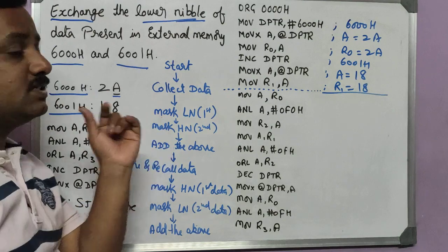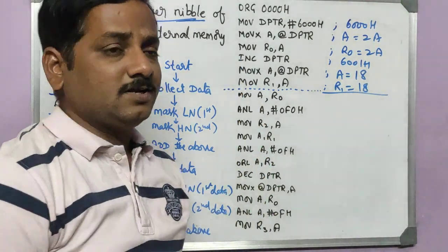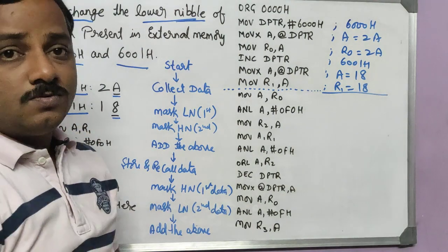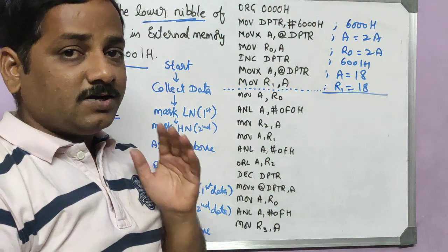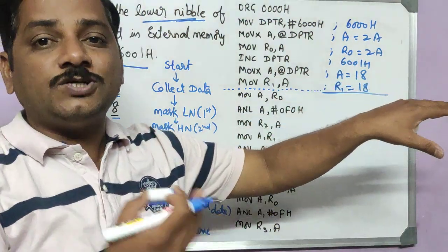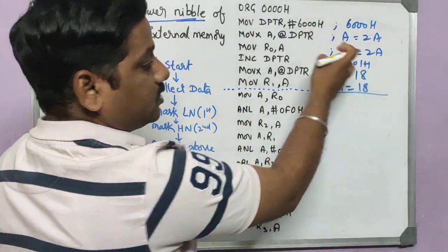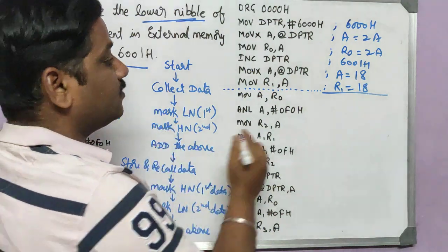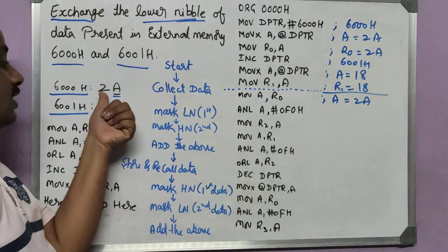Now let's mask the lower nibble of first data. So let's see what's going to happen here. Where is the first data now? First data is in R0. I need to mask it, and to mask we use accumulator as one register. So let me take that first data into register now and then go for masking it. To get this R0 into accumulator, I am using this instruction MOV A, R0, where accumulator will be getting the first data.